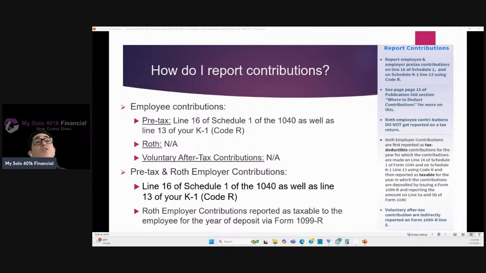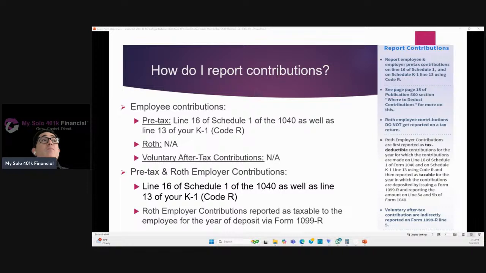So now let's continue to drill down on this good topic of how do I report solo 401k contributions on my tax return, where I'm filing a Form 1065 because my business is taxed as a partnership. I receive a K-1 from my self-employed business.